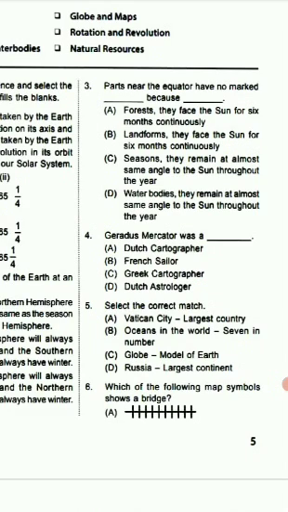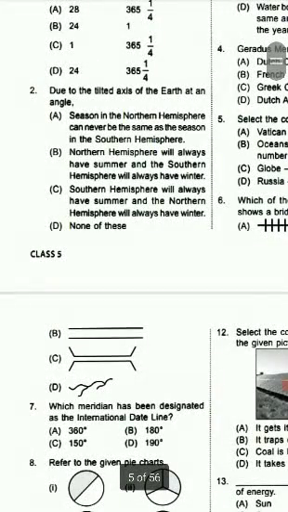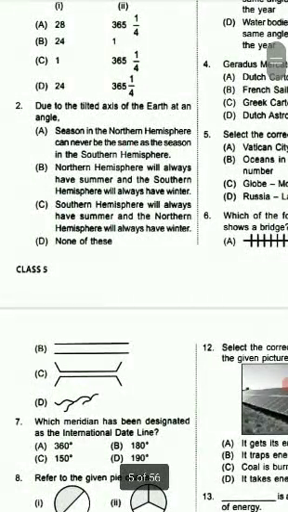Number 6. Which of the following map symbols show a bridge? A, B, C and D. And the correct answer is C. Map symbols shown in options A, B, C, D are: A shows the symbol of a railway, B is of a metal road, C is a bridge and D is a river.